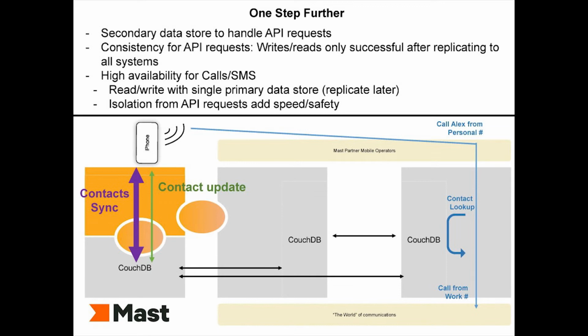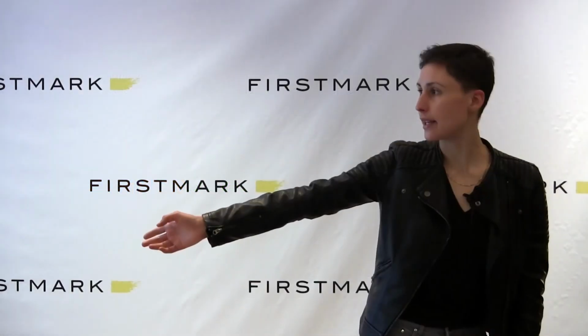So we decided, well, we can break this up. For the UI, we can have a secondary data store that handles all of our API requests. And we want that to be consistent, which means that we only respond after the data has reliably replicated and we know it has been written. In that case, we can ensure a higher write quorum for that data store.